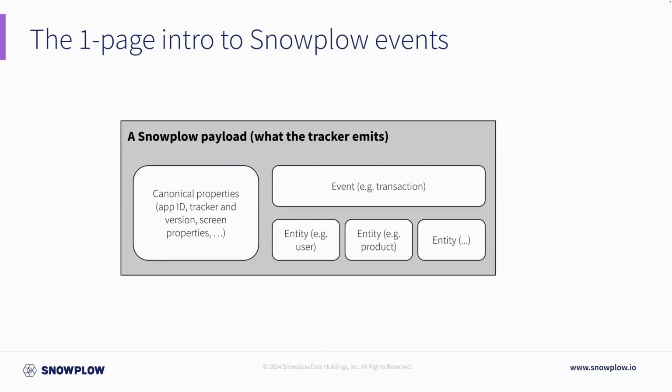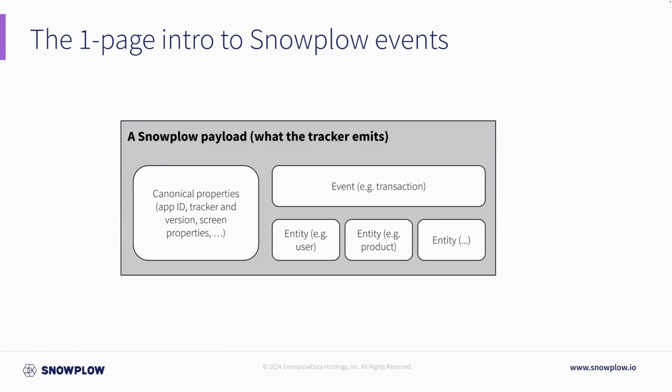What does it look like? This is quite important as we go on with this discussion, in the demo itself, in fact. So such a payload contains what we call canonical properties, things such as your screen properties for a website or application IDs, trackers, versions, and so on. Those canonical properties are north of 100, I think. And then you have the event itself, for example, a transaction.